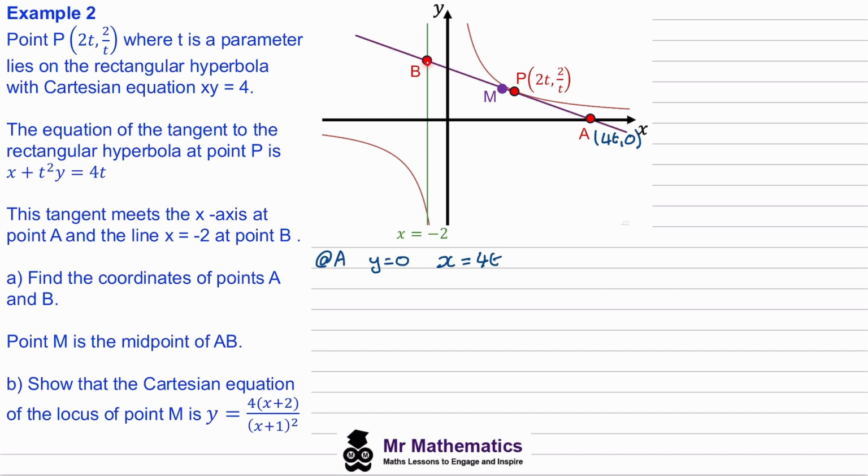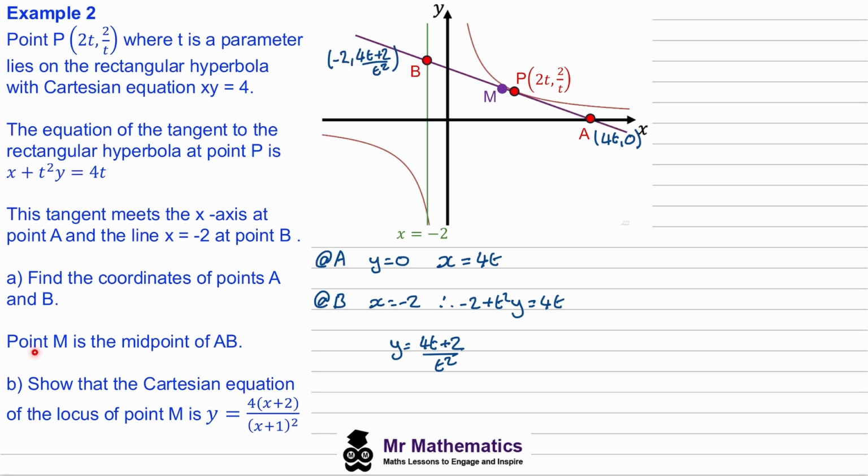And then at point B, we're told that x equals -2. So now we'll substitute x equals -2 into this equation. So now we get -2 plus t squared y equals 4t. We'll move the -2 to the right hand side, and we'll divide both sides by t squared. So y will equal (4t plus 2) over t squared. And again, I'll include this on our diagram. So this is the coordinate for B.